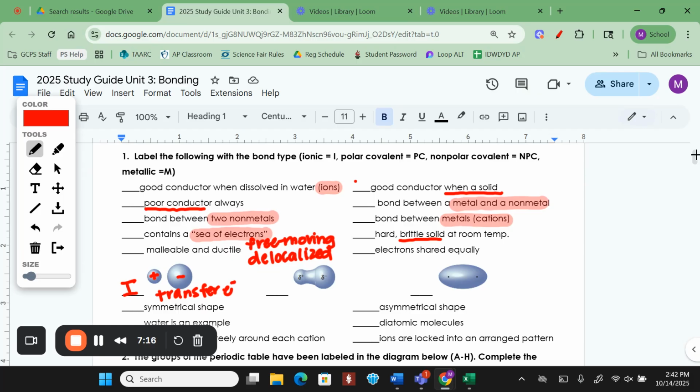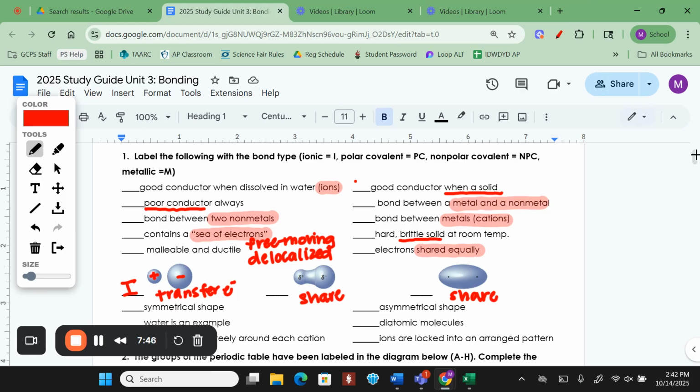So this is I. If the electrons are shared equally, remember I said anything to do with the electrons is going to be super duper important. That's going to be a non-polar covalent bond. When we take a look at these two pictures right here, they were all over your midterm. They're going to be all over your test. These are going to show you sharing, because the bubbles are touching.